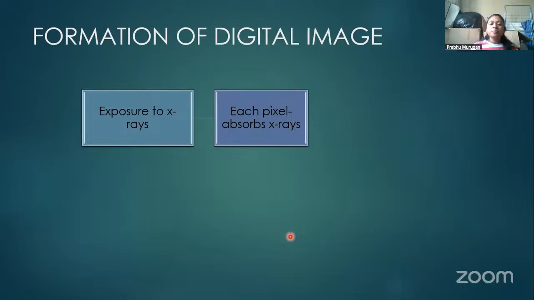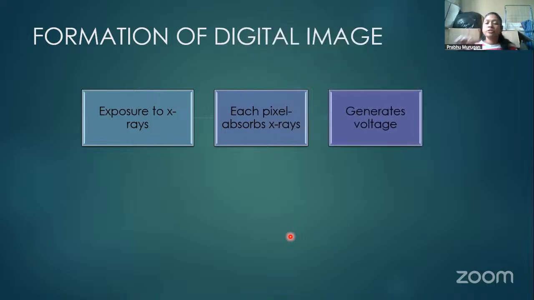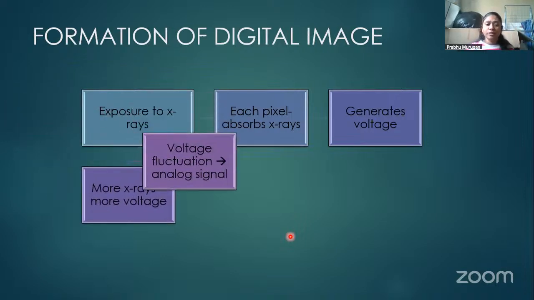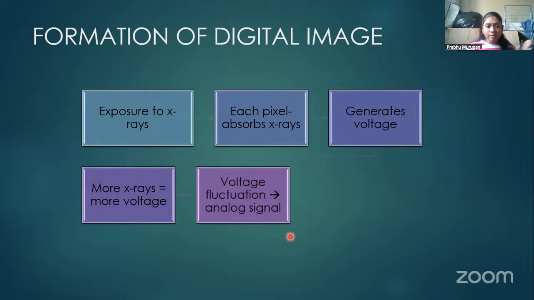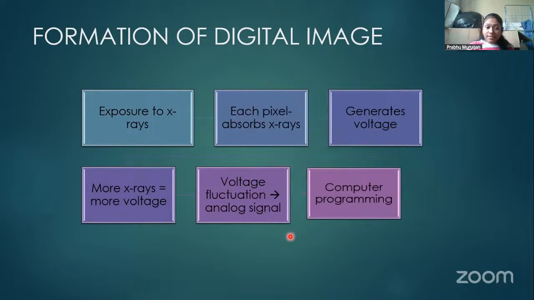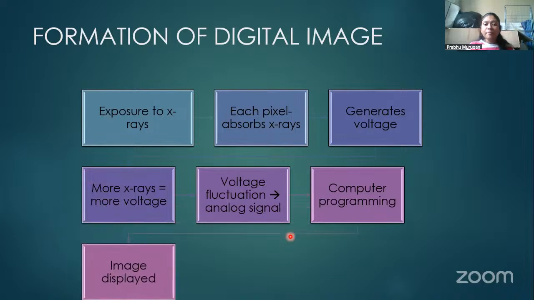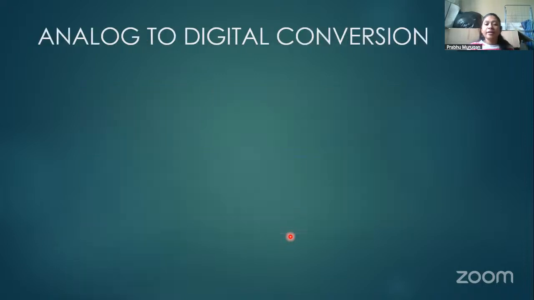Each pixel will absorb some amount of radiation corresponding to the density of the object that it is passing through. So each of these X-rays is going to generate a voltage. More X-rays means more voltage, and this difference between two voltages is going to create a voltage fluctuation, which results in the formation of an analog signal. This analog signal will be captured by the computer system. It is going to process it and give you the final radiographic image.